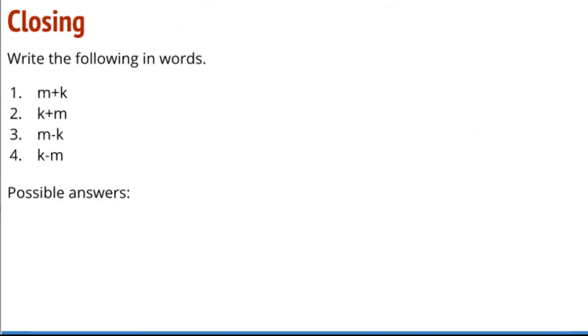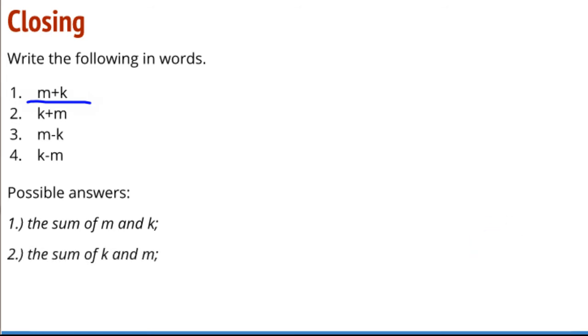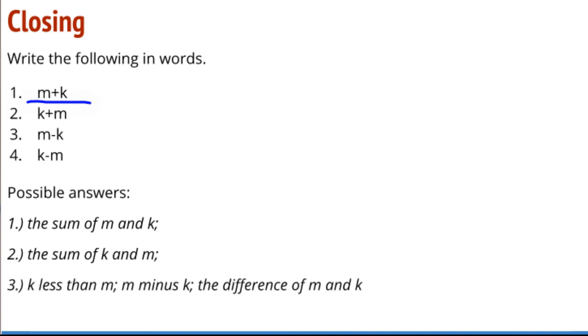All right, so take a moment and write the following in words. There are lots of ways to express these. Possible answer for number 1 here, the sum of m and k, or you could say m and k all together, or m added to k. We got to do these in the order here. Second one here, we've got the sum of k and m, or k and m added together, or k and m all together.